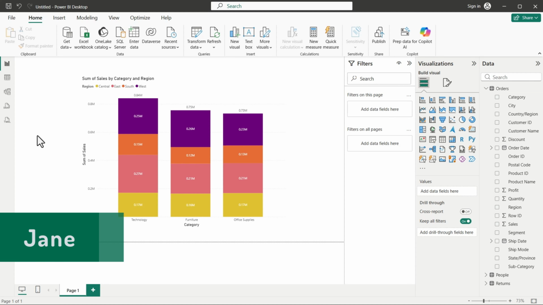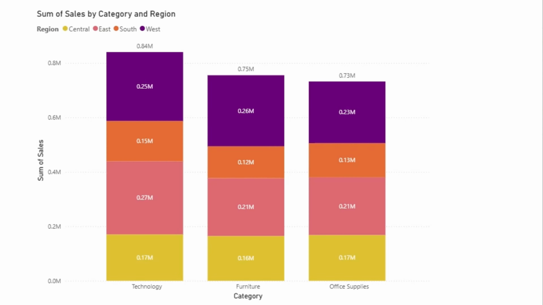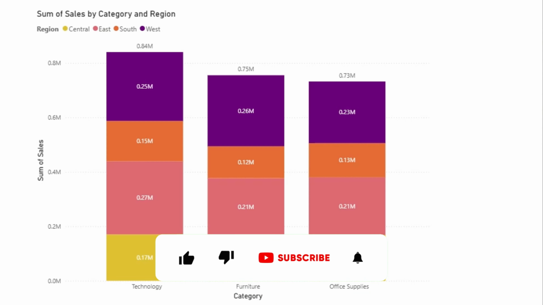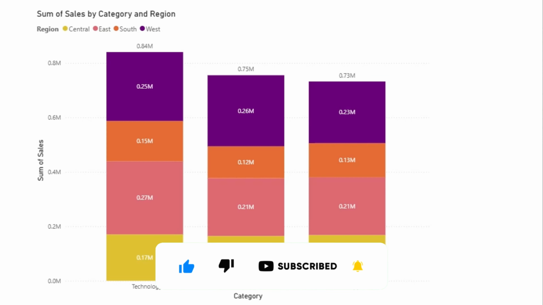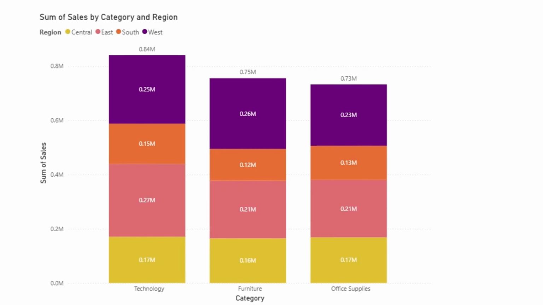My name is Jane. In this video, we are going to look at how to build and fully customize a stacked column chart in Power BI using our sample Superstore dataset. A stacked column chart is perfect when you want to look at data trends over time or compare broad groups side by side. It lets your audience see the overall height of a column while simultaneously revealing the colorful internal breakdown of that total.